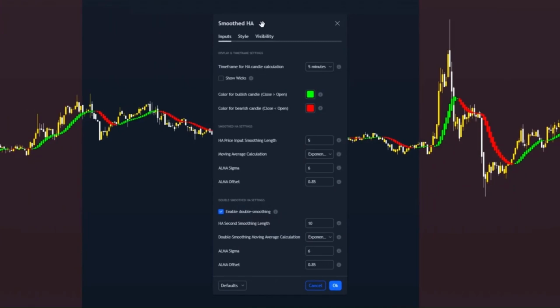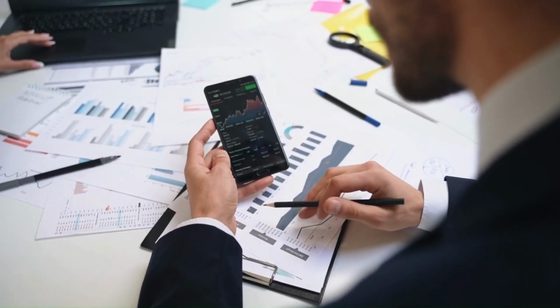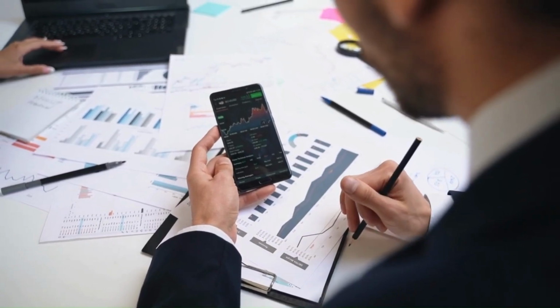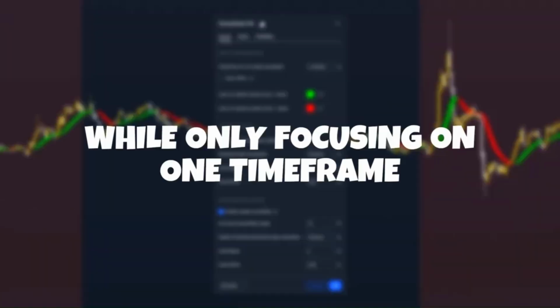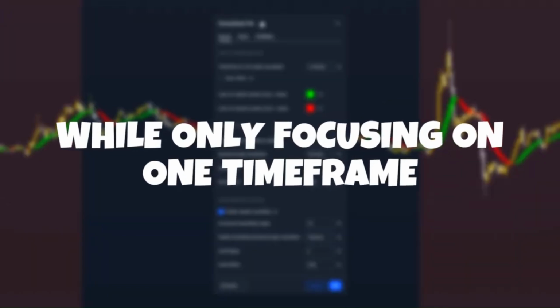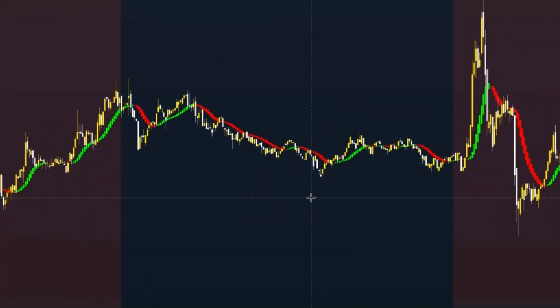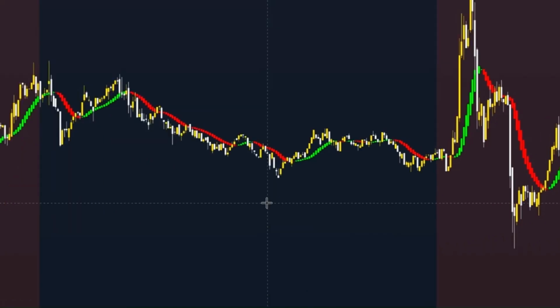You see, not only is the Heiken Ashi indicator for determining trend, but we can also double up the indicators to double up your profits. You can do this by using a multi-time frame strategy while simultaneously only focusing on one time frame. We'll be trading on the 5-minute chart, so the first indicator we need to sort out is the smoothed Heiken Ashi for the 5-minute time frame.